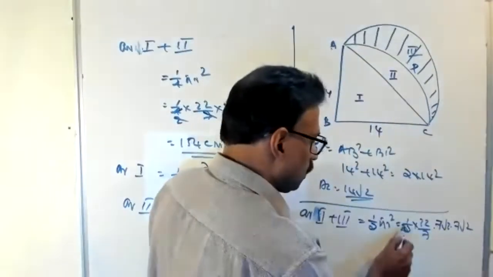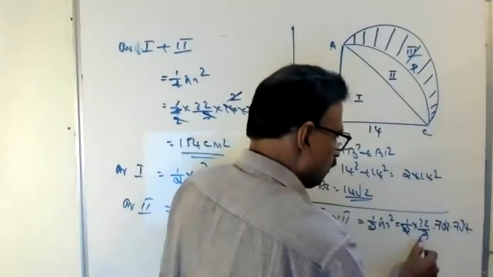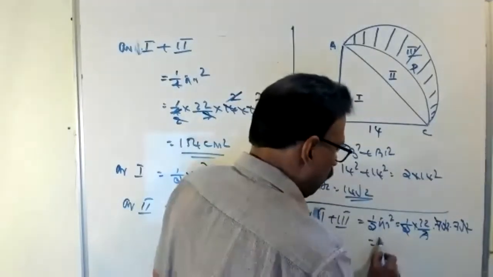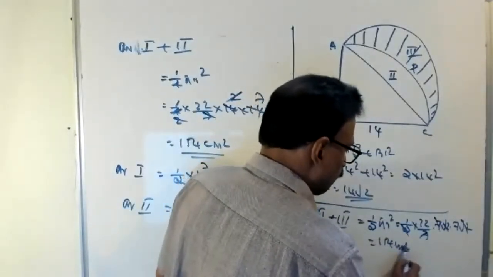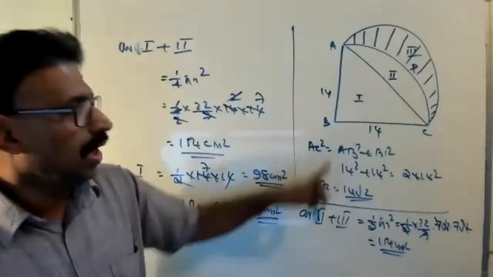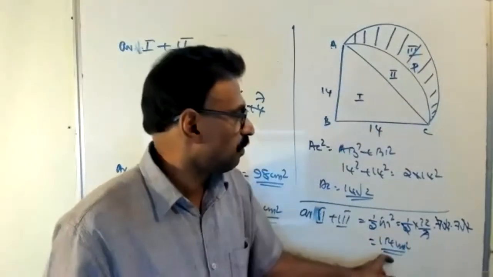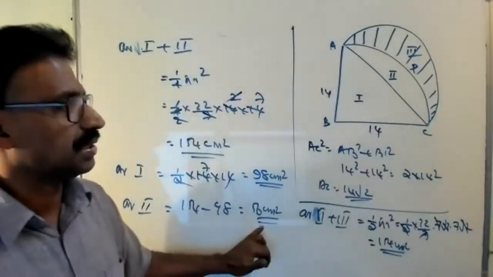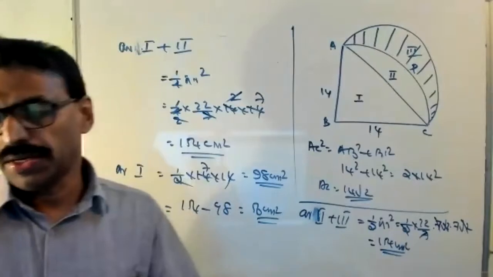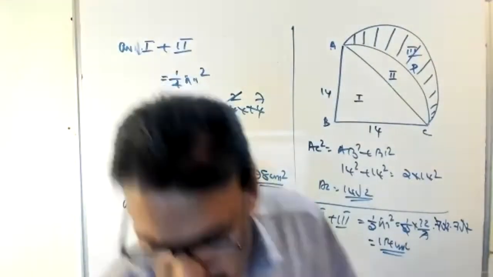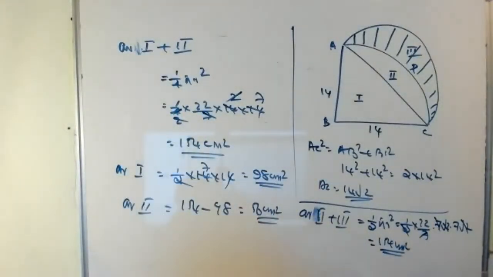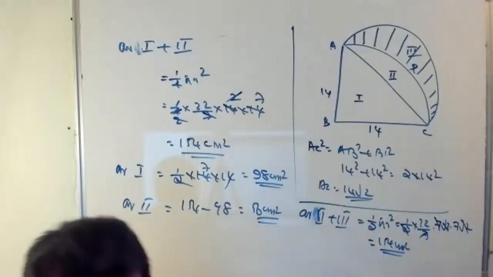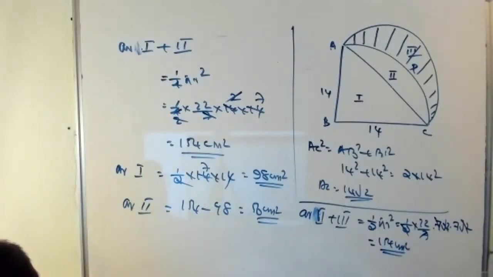So 7 cancels, again 154 centimeter square. Okay, we got it. Area of 2 plus 3 is 154, area of 2 we got 56, so area of 3 you can find out. Clear now? This is one of the star questions, a super star question. An MCQ is also possible. The final answer is 98 centimeter square.